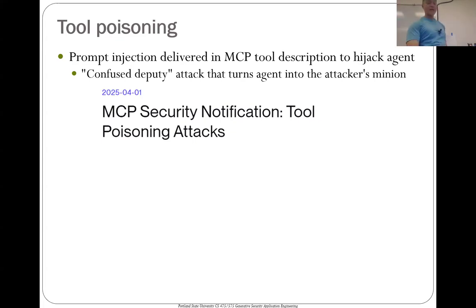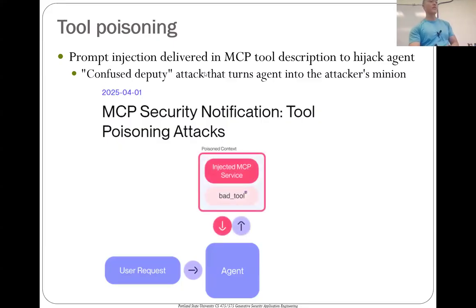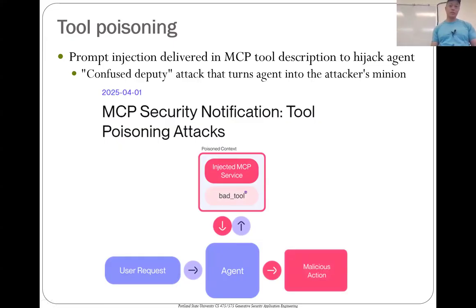So you could have this confused deputy attack where the MCP tool description overwrites your LLM agent to do an attack instead of doing what it was programmed to do. So here's the workflow. The user asks the agent for some request. And if the agent has instantiated an MCP server that was malicious, then that request goes into this. And then the instructions that override the agent behavior get delivered back from this service, and then the agent does the malicious action as part of this attack.